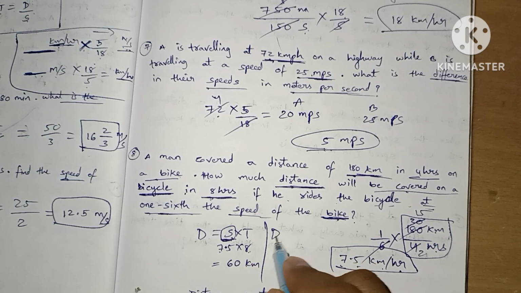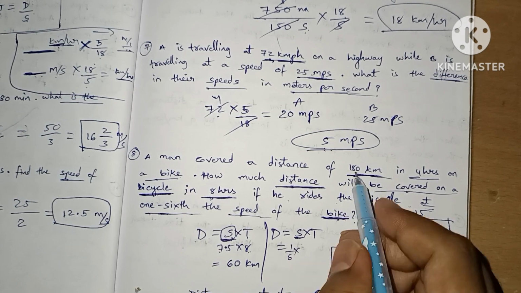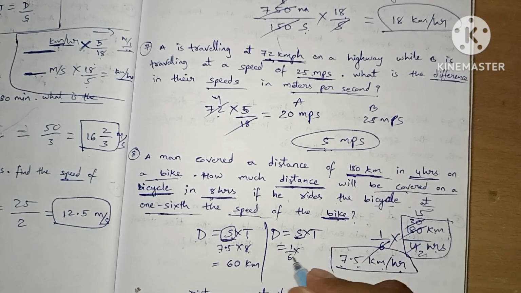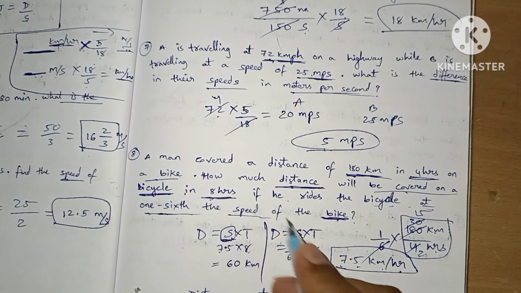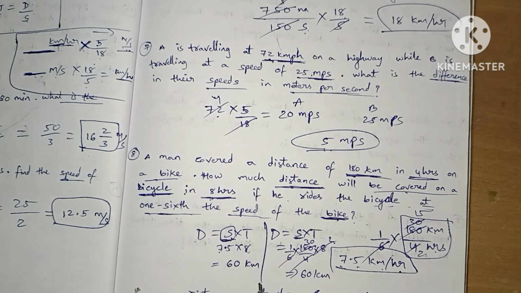Or else simply, d equals s into t. Speed of the bicycle is 1/6 of the speed of this one, 180 divided by 4, into time, which is given as 8 hours. So 2 times 6, 30 times, which we get 60 kilometers. This is the solution of our question.